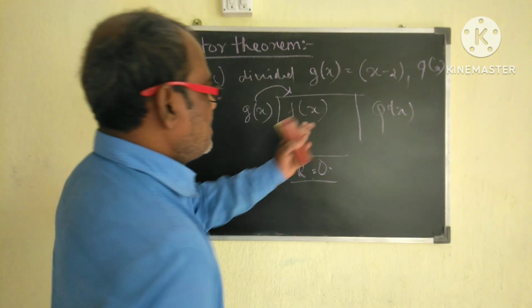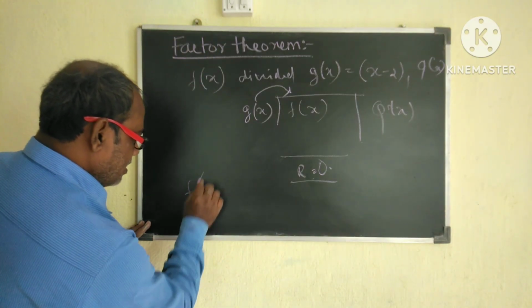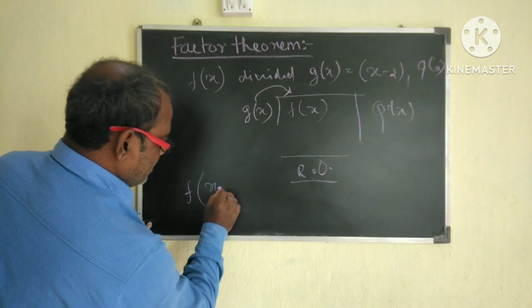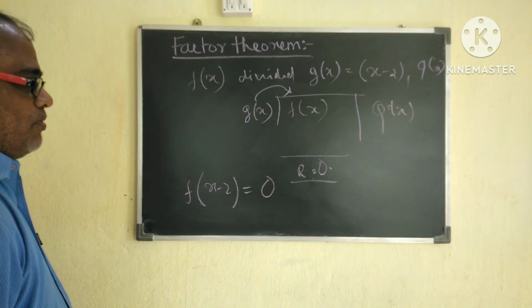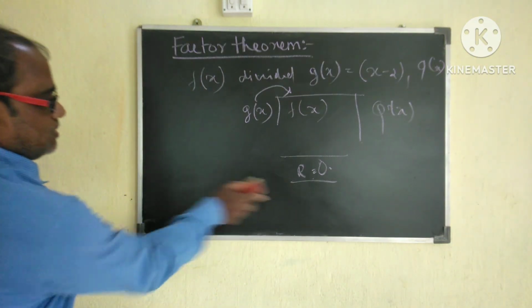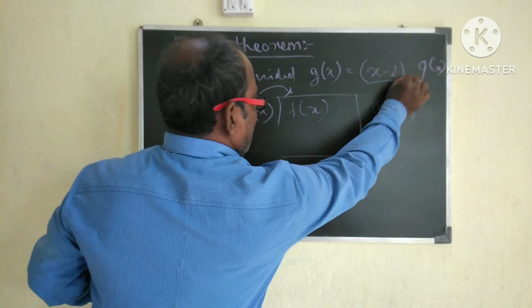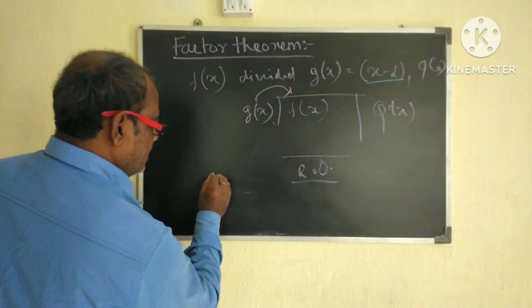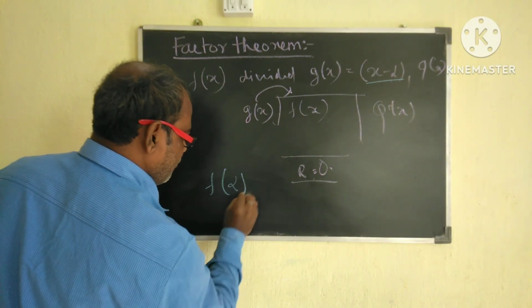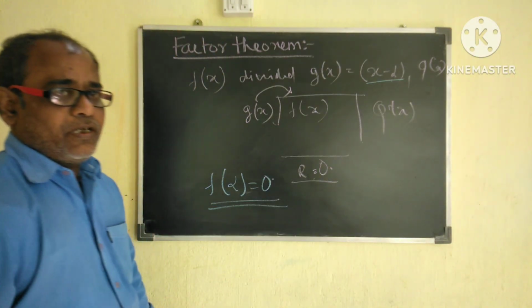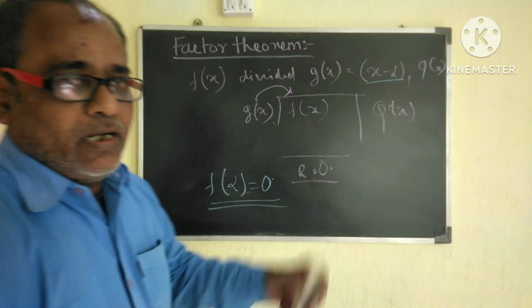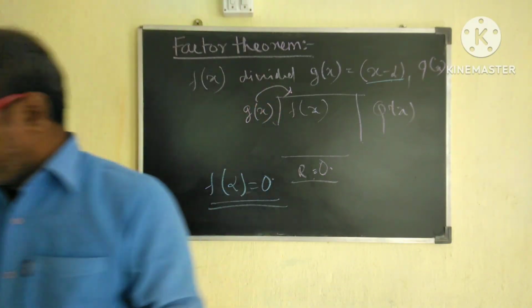In such a case, we must have f of alpha equal to 0. Since x minus alpha is a factor, therefore f of alpha must be equal to 0. This is the only condition for the factor theorem. Let us go with one example.